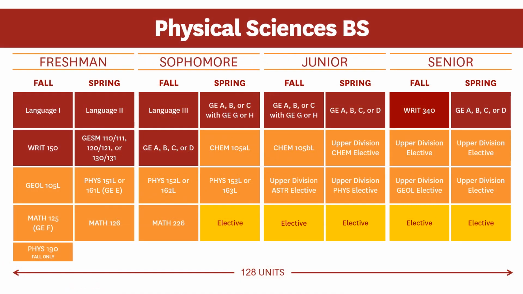Sample course plan for the Physical Sciences BS degree. Students have some flexibility in the arrangement of their science and math courses. There's about 20 units of elective space, and a minor is popular for students in this major.